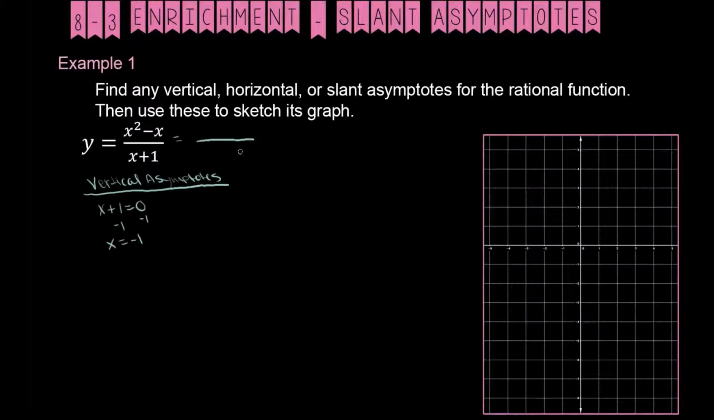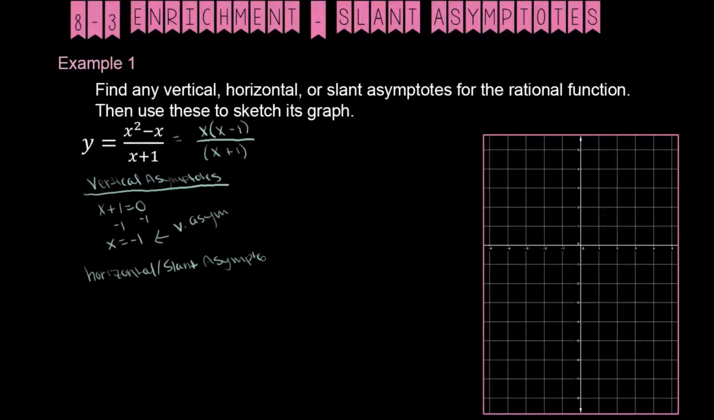So we need to make sure that this factor is not going to cancel with anything. I'm going to rewrite our function in factored form. I notice there's an x in common in both terms, so I can factor out an x. And then our denominator is already as factored as it'll get. So I see that indeed there are no common factors, so this is going to be a vertical asymptote. Now I can look for my horizontal or slant asymptote. It has to be one or the other because they come from the degree.